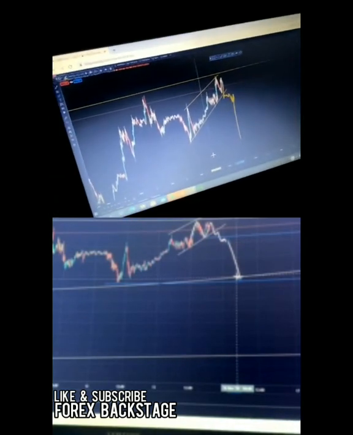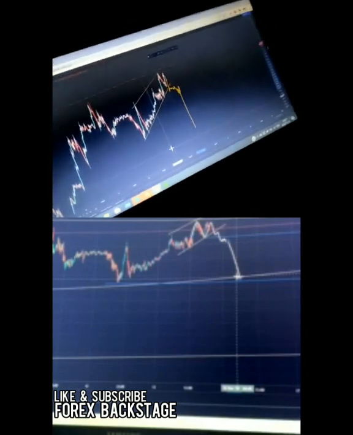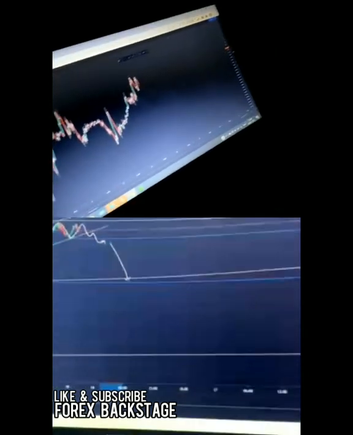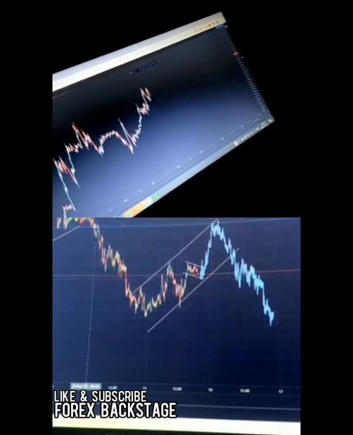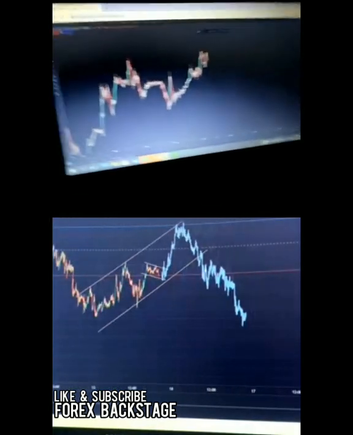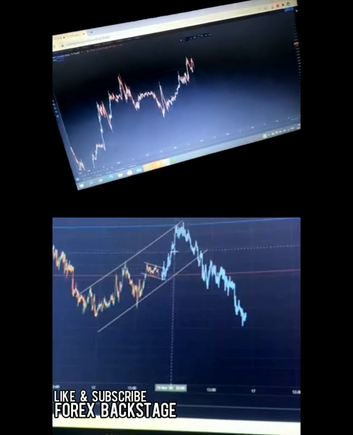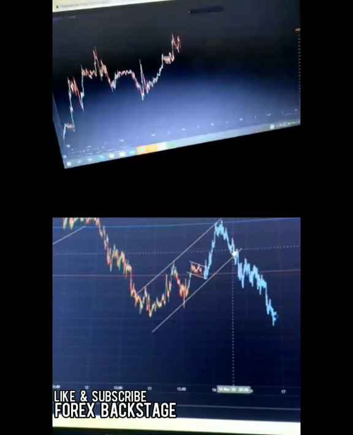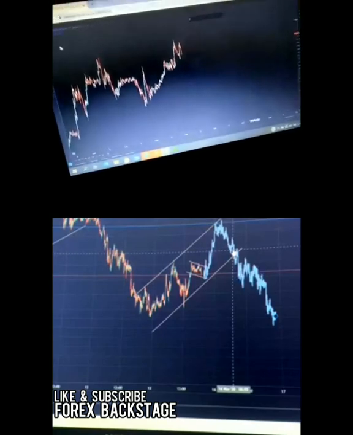Which other pair are you looking at? Oh yeah, my other pair is obviously this one. Did I show you this pair? The AUD CHF. Now let me check it out.